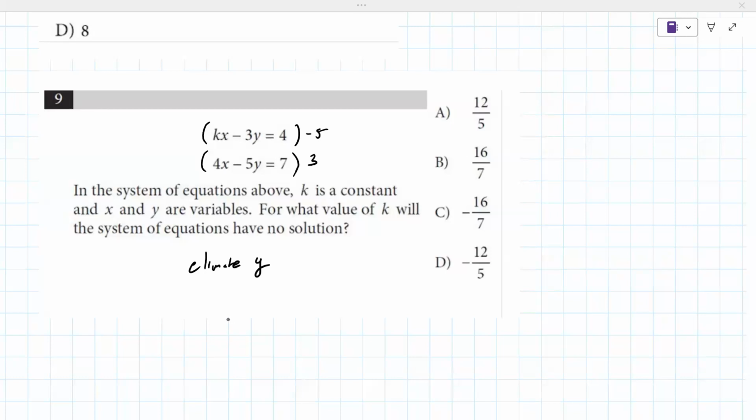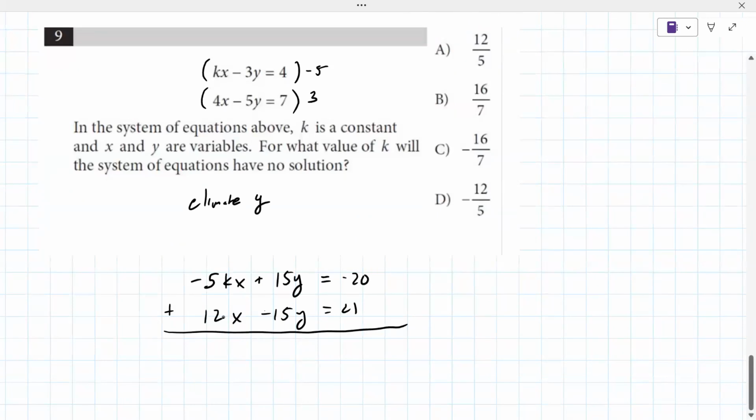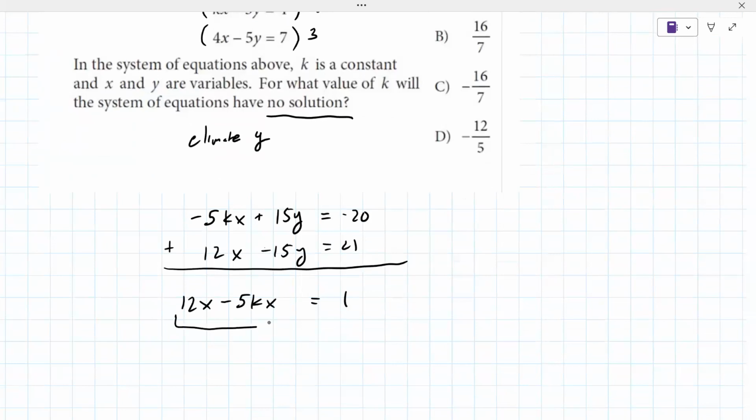So minus 5kx plus 15y equals negative 20. 12x minus 15y equals 21. Now, when you add these together, I know this is awkward, but this is what's neat. You get 12x minus 5kx equals 1. So for this to have no solution, we want the left side to end up being 0.